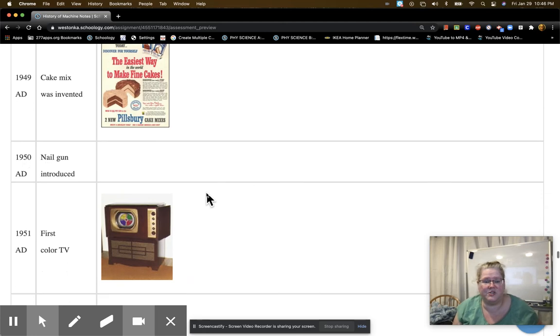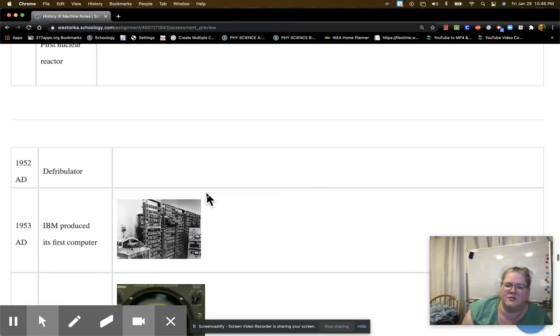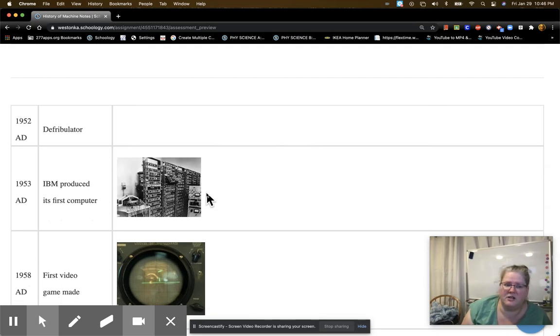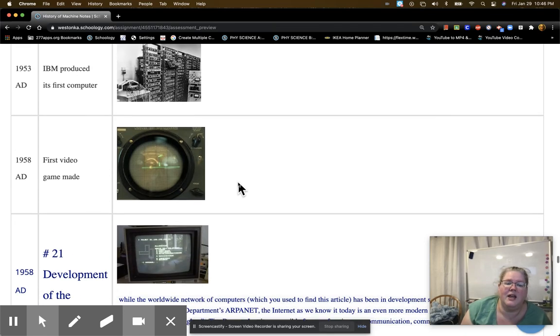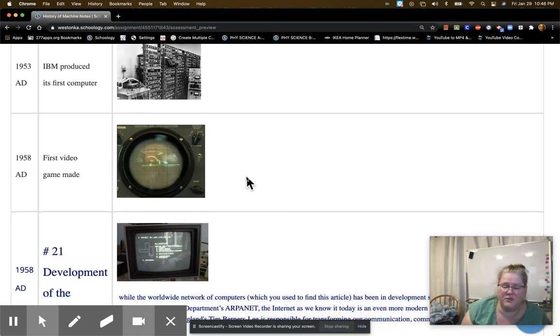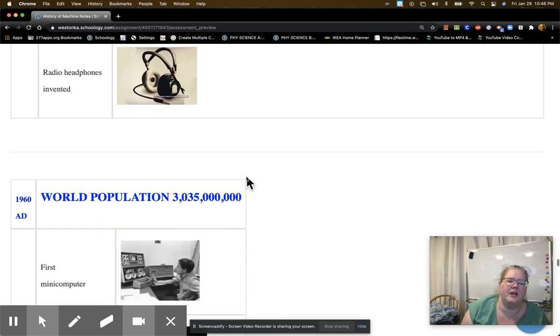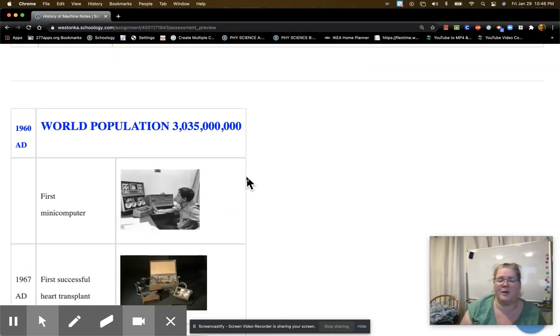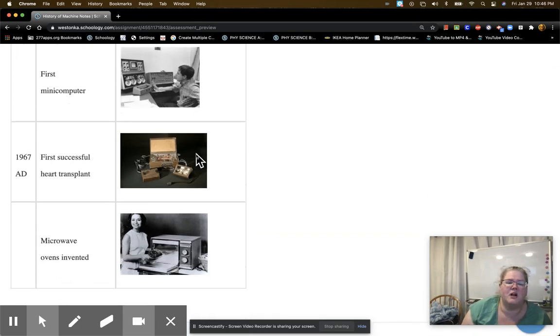The nail gun was introduced, the first real color television, first nuclear reactor for harnessing energy, the defibrillator to restart a heart in 1952. IBM produced its first big computer. And then shortly after, 5 years later, we had the first video game. And then the development of the internet. Radio headphones were invented. By 1960, our population had reached 3,035,000,000. The first mini computer. Now that doesn't look very mini to me, but that was compared to a whole room's worth. The first successful heart transplant.